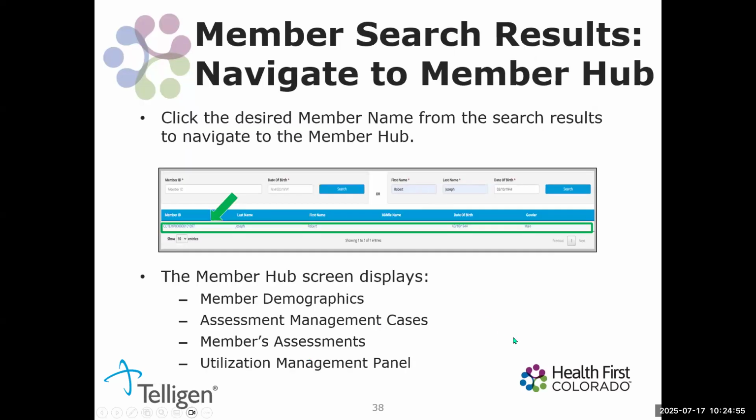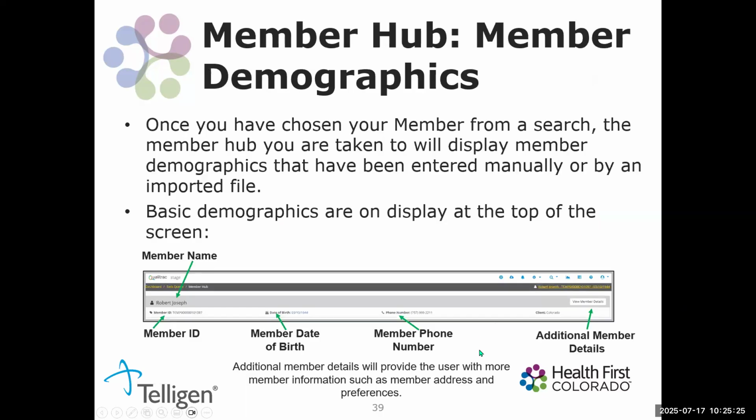So jumping into the member hub, once you've selected your member, and this is what it'll look like when you get a match, you won't see more than one unless there is some sort of duplication that occurs. And our system marries that stuff up in the evenings. Our member hub screen displays member demographics. It will show you an assessment management panel. It will show you member assessments panel, and it'll show you utilization management panel. And we'll get into that.